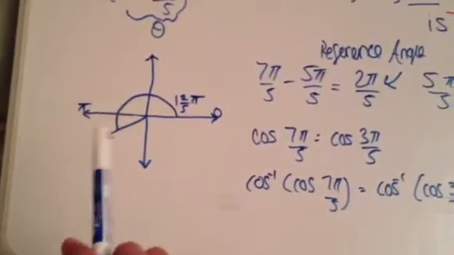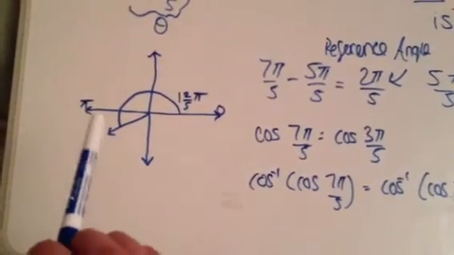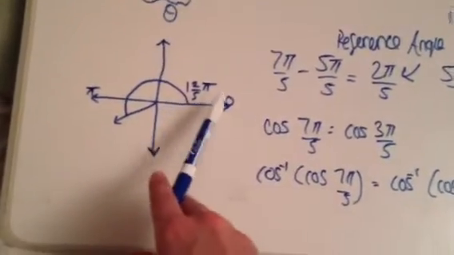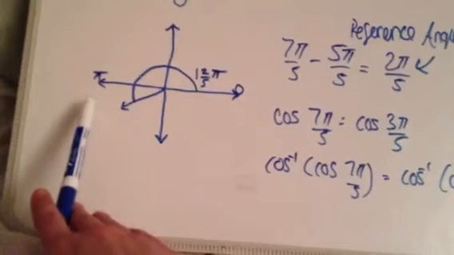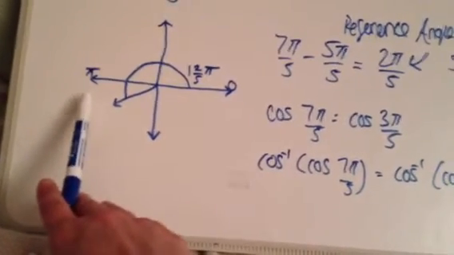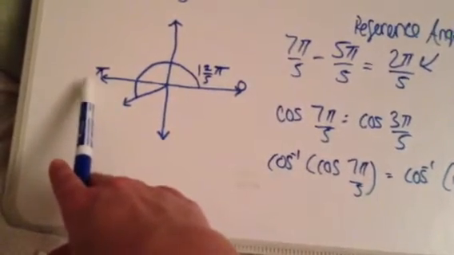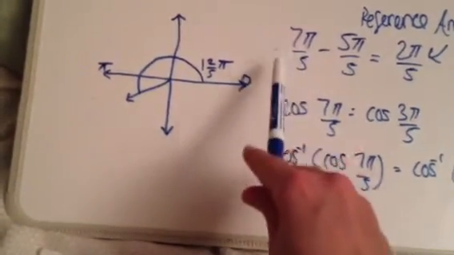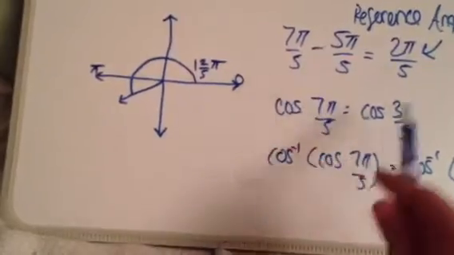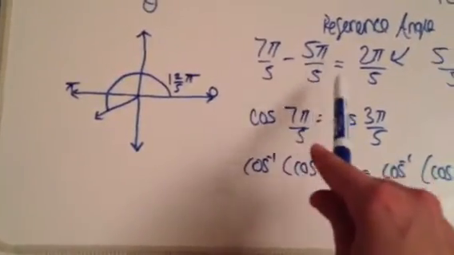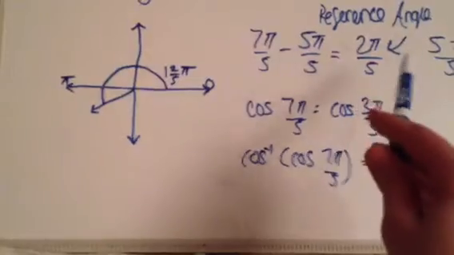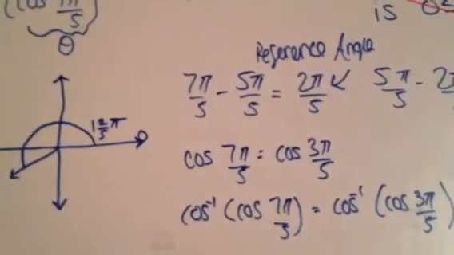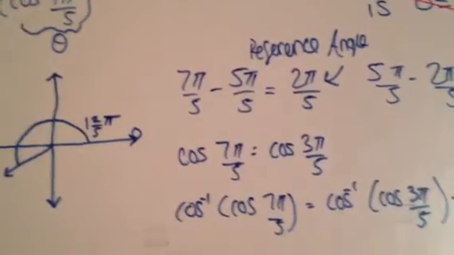And then to find the reference angle, you can take into consideration that pi is just over on this side, where it's 180 degrees, it's actually pi. And if you want to convert that into a form where you can figure out what the reference angle is, you can put it into an equivalent form like 5 pi over 5, because that equals 1 pi. So that's what I did there. So 7 pi over 5 minus 5 pi over 5 equals 2 pi over 5.